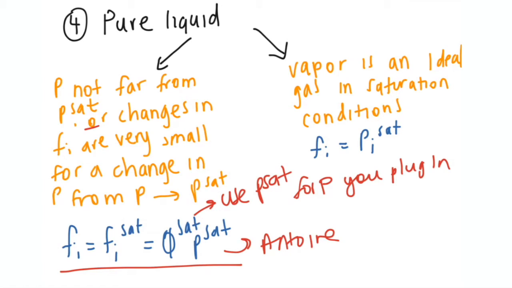And then Psat, well, that's just Antoine's equation. And then the second category is if the vapor is an ideal gas in saturation conditions. So if that is worded in your problem statement, then you can say, okay, I have a pure liquid, and the fugacity of that liquid is equal to the saturation pressure. If this is written, vapor is an ideal gas in saturation conditions, okay? So this will simplify your life much more because this is just obtained from Antoine.